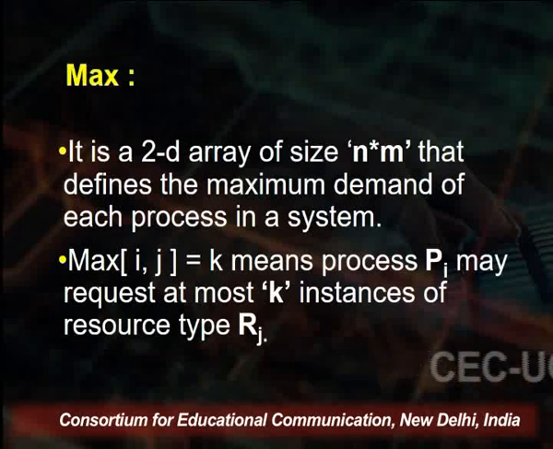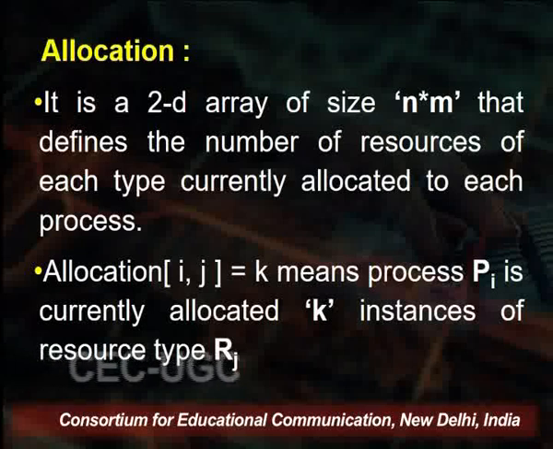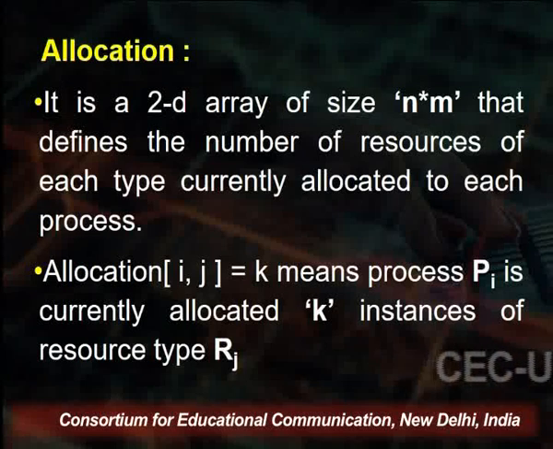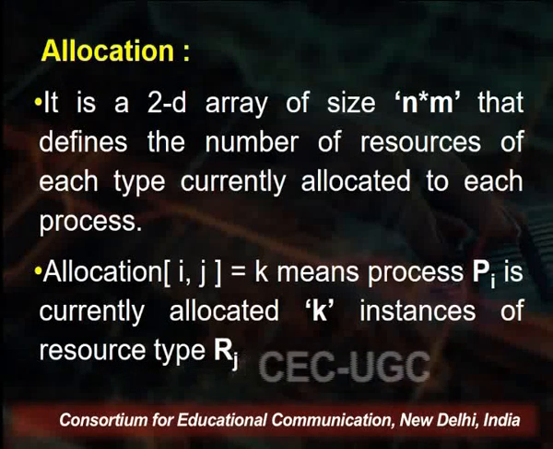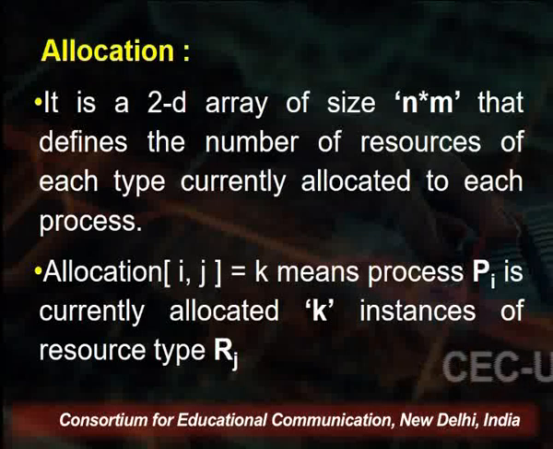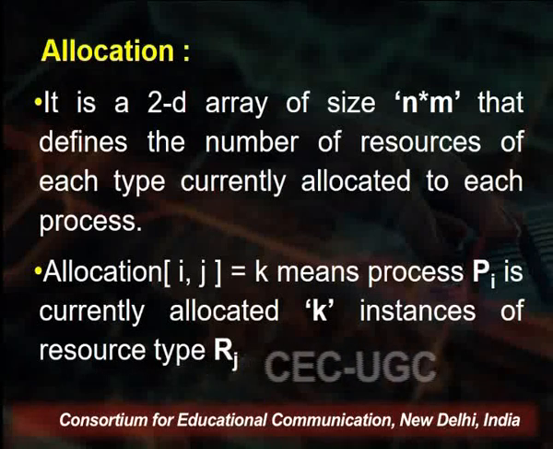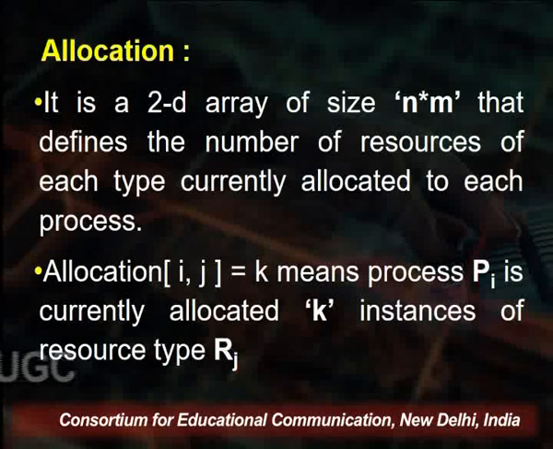Then we have another array, which is named Allocation. This is also a 2D array of size n cross m, where n is obviously the number of processes, m is the resource type, and n is the number of rows here, m is the columns. Now this array Allocation is going to give us the sense of the number of resources of each type which are currently allocated to each process.